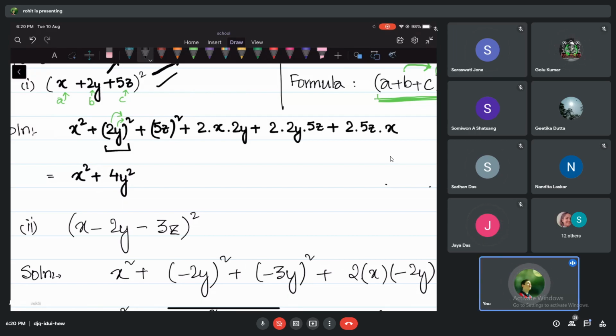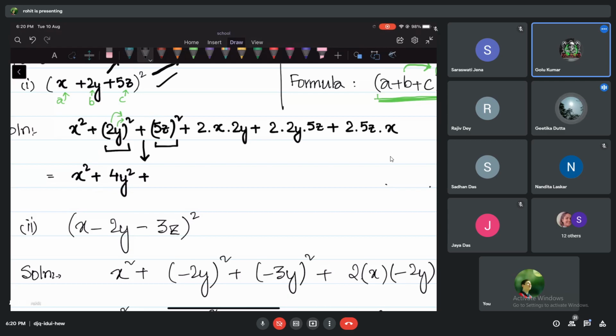Then I'm writing this plus here. See, guys, I'm writing here plus. Then this is what? Tell me. This is 5z, or 5z whole thing square. So what is the square of 5? 25. 5 into 5 is 25. Should I write z or z square? Z square. Very good.